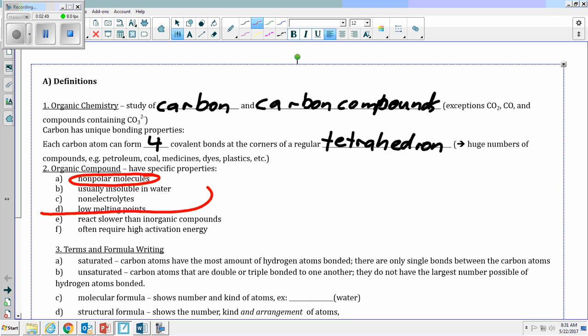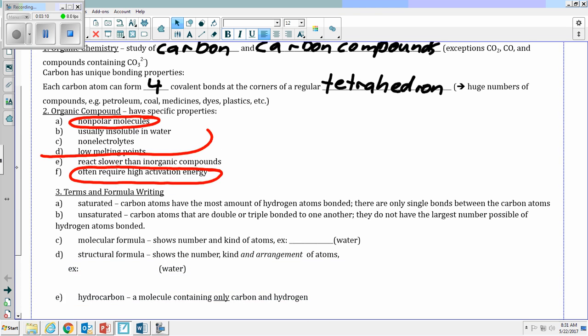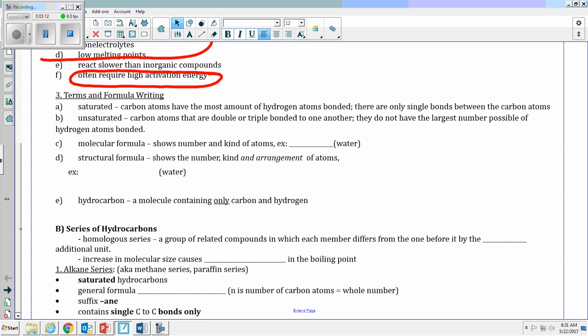Then on the bottom, you have another set of properties that belongs together, and the really important one here is that they tend to require a high activation energy, which means they tend to react slower than inorganic compounds. Good. Then there are a bunch of new terms that you are going to use in this unit.